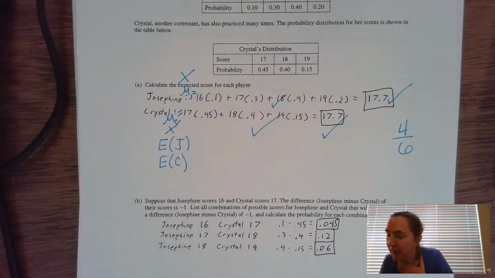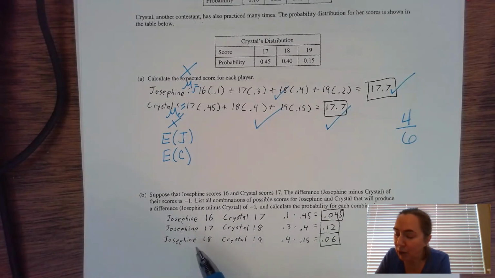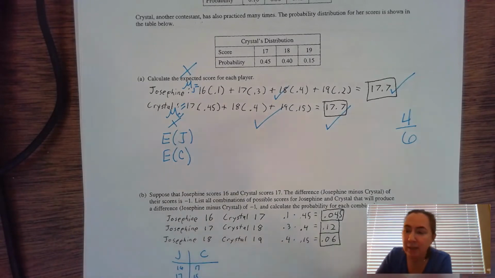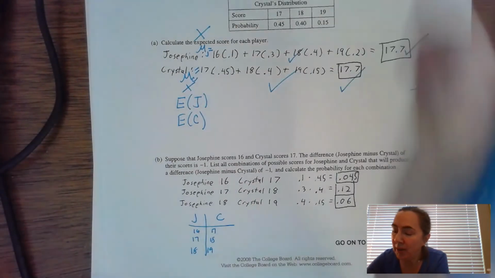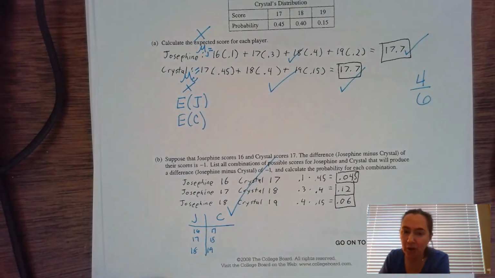All right. So for part B, it says list all combinations of scores for Josephine and Crystal that will produce a difference of -1, and then calculate the probability of those happening. So there are 3 different ways, and your first point right here is, do you have a list? Now you can do it in column headings. You can do Josephine, Crystal, and you can do 16, 17, 17, 18, 18, 19. But there needs to be some kind of listing process where the AP can see all the different combos, and that's going to be your first check. Do you have a list of all the combos?